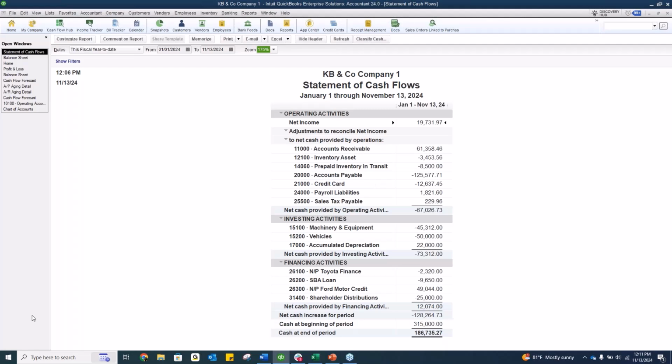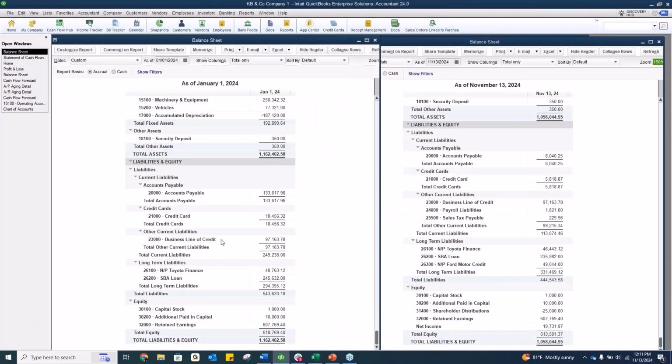Therefore, I can take a look at my balance sheet for that same period, and I can see that I actually didn't even have those balances at January 1st, but I have currently a payroll liability of $1,800 and a sales tax payable of $229.